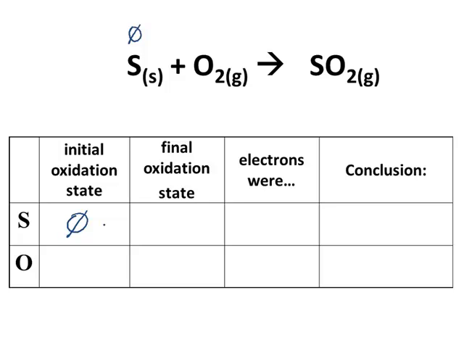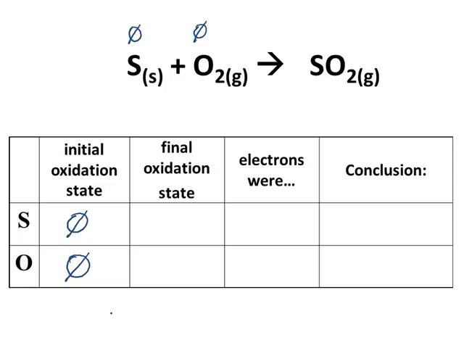Now let's look at the oxygen on the reactant side. The oxygen does have 2 oxygen atoms present, but again, it's just one element. It's not bonded to another one to make a compound. For this reason, we say that the oxygen also has a 0 oxidation state. I'll put that into the table.